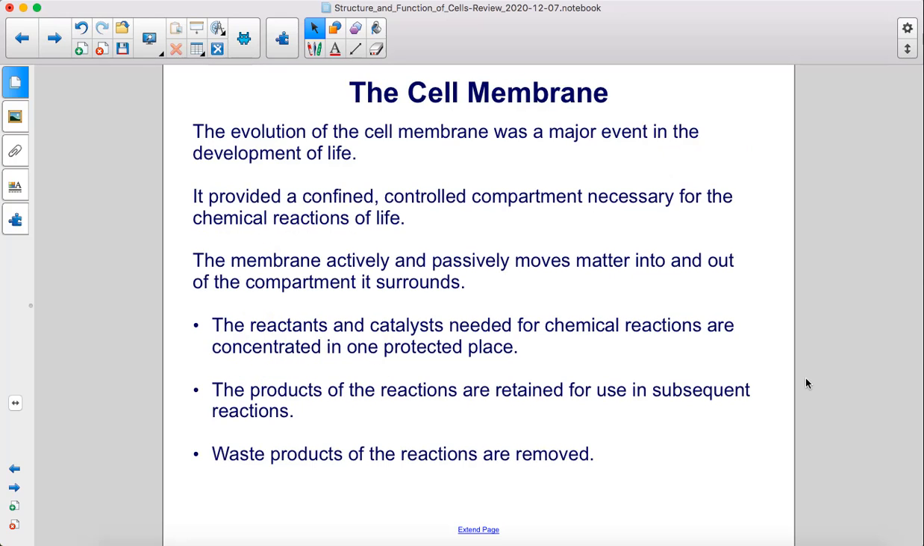The evolution of the cell membrane was a major event in the development of life. It provided a confined, controlled compartment necessary for the chemical reactions of life. The membrane actively and passively moves matter into and out of the compartment it surrounds. The reactants and catalysts needed for chemical reactions are concentrated in one protected place. The products of the reactions are retained for use in subsequent reactions. Waste products of the reactions are removed.